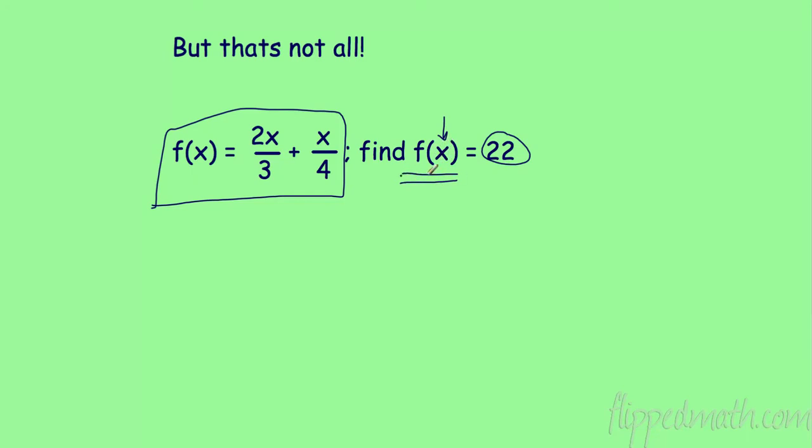I'm going to plug it in for this whole thing, f of x right here. So where is that? It's right there. So instead of f of x, I'm going to put 22. 22 equals 2x over 3 plus x over 4.